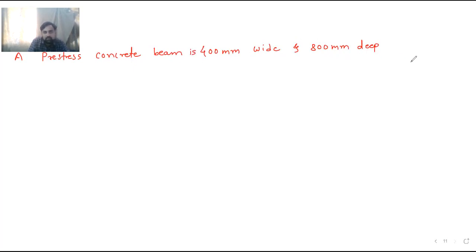A pre-stressed concrete beam is 400 mm wide and 800 mm deep.